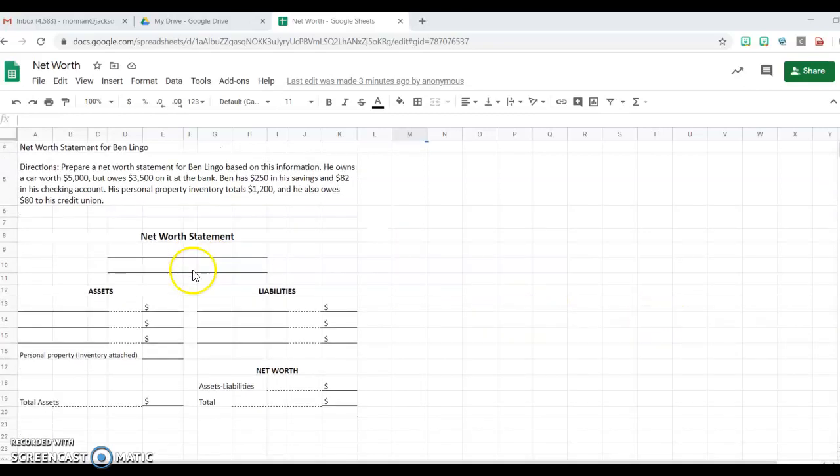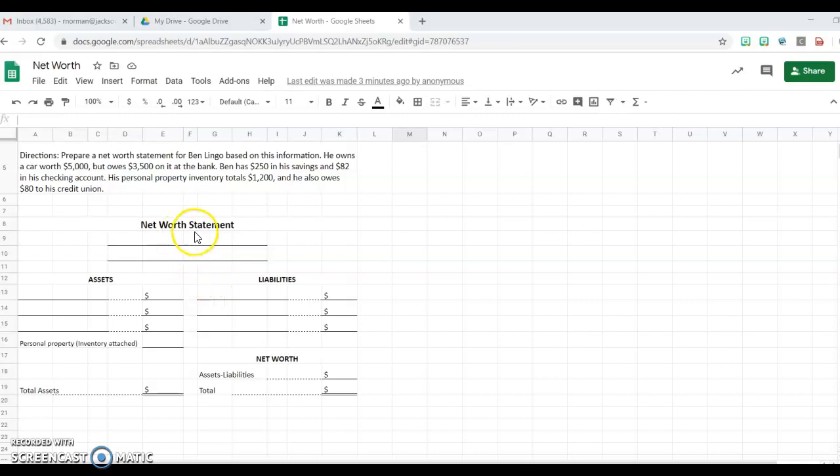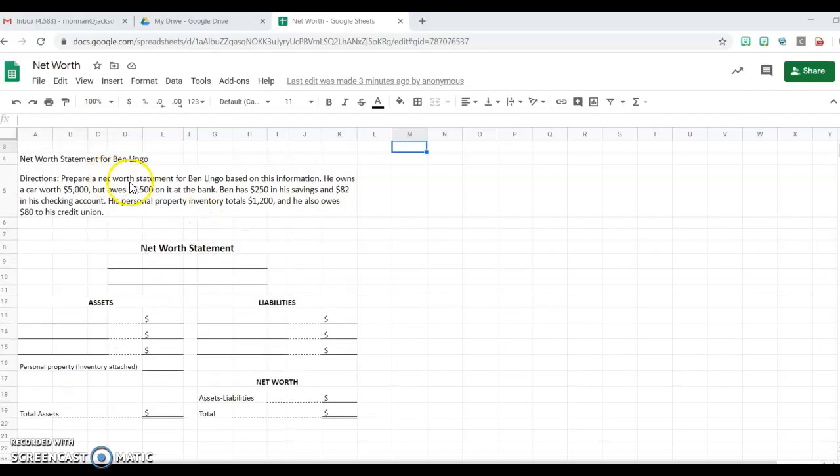Okay, so we're going to actually fill out what is called a net worth statement or balance sheet for Ben Lingo. It says prepare a net worth statement for Ben Lingo based on this information. He owns a car worth $5,000, owes $3,500 on it at the bank. Ben has $250 in his savings and $82 in his checking. His personal property inventory totals $1,200, and he also owes $80 to his credit union.